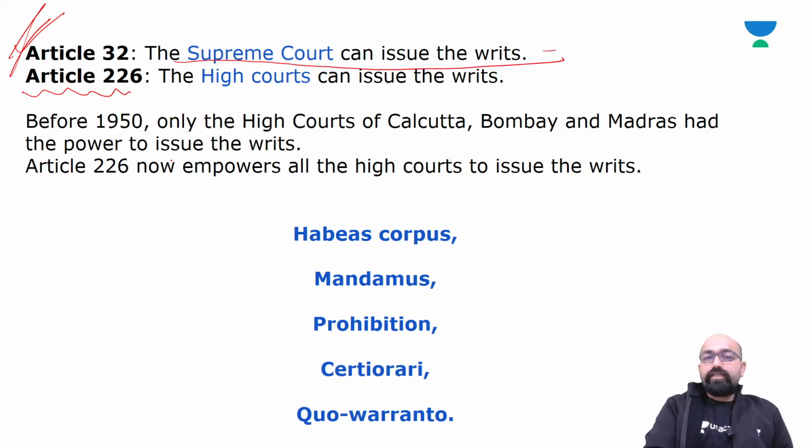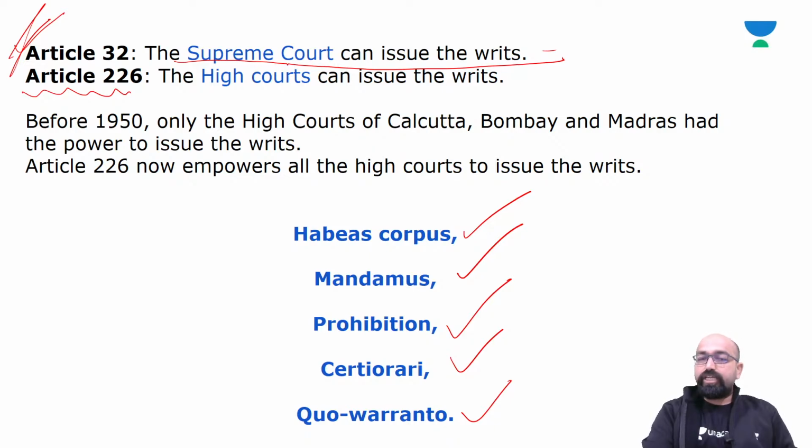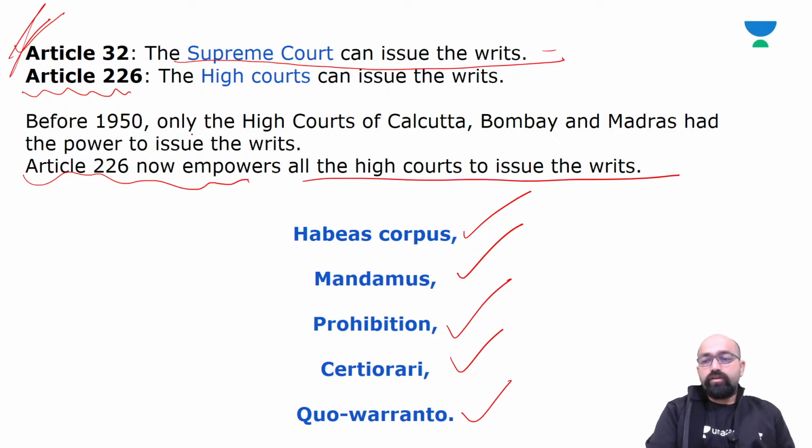Before that, as we have described earlier, the types of writs are habeas corpus, mandamus, prohibition, certiorari, and quo warranto. These are the writs mentioned in our Constitution. Along with that, just note down for your reference, Article 222 also deals with the powers of High Courts in issuing the writs. Before 1950, only the High Courts of Calcutta, Bombay, and Madras had the power to issue writs. After that, Article 226 empowers all the High Courts to issue the writs. So it's easy to remember Articles 32 and 226.